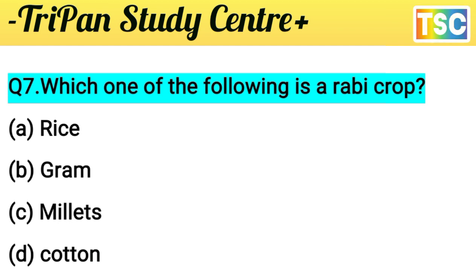Which one of the following is a rabi crop? The options are: A, rice; B, gram; C, millets; D, cotton. The question is clear here. The rabi crop.